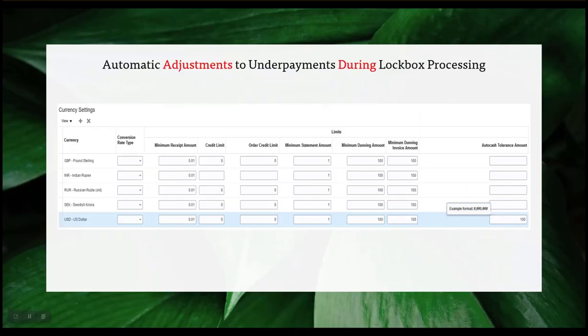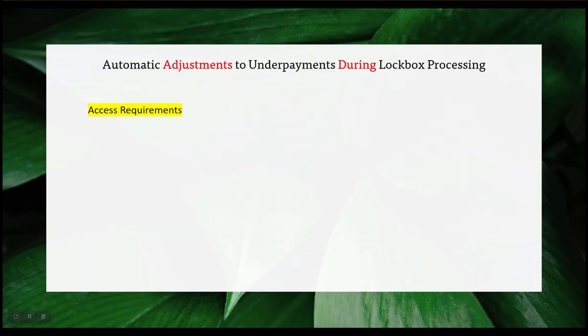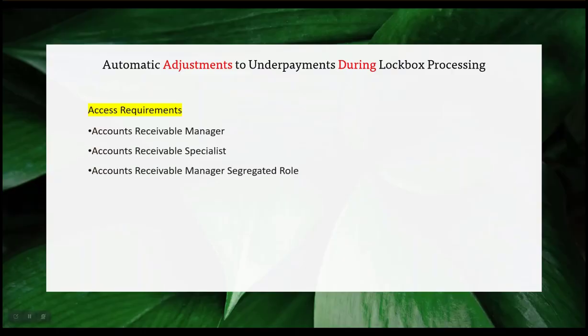This is also the edit profile of the customers. You also have to select currencies, either minimum receipt amount, credit limit, minimum dunning amount, minimum dunning invoice amount, and here the auto cash rule tolerance amount, the same amount you entered before. Access requirement: account receivable manager, account receivable specialist, receivable manager segregated role, and receivable specialist segregated role.